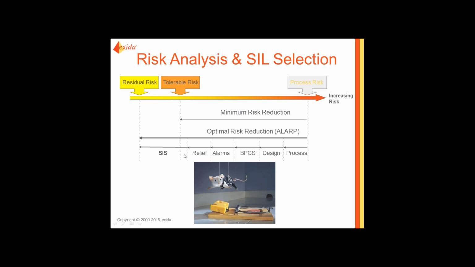So some would say that the relief should come at the end here, because if, having done all of this as layers of protection, non-SIS layers of protection, we now find that we still need to reduce our risk further to get to our optimal risk reduction, we need a safety instrumented system with safety instrumented functions.